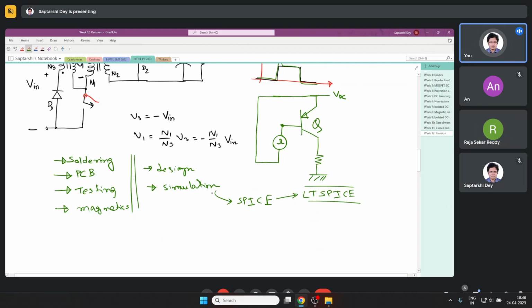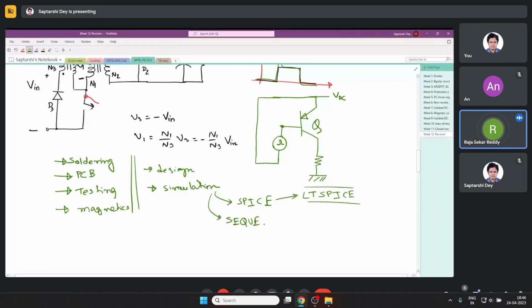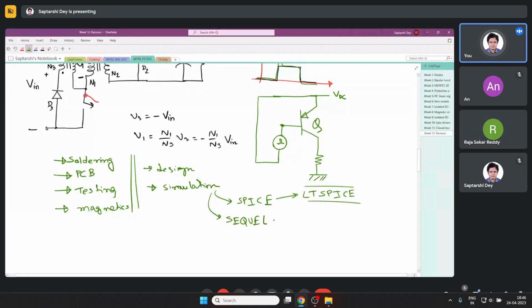And for teaching purpose, I prefer to use another software, which is called Sequel. It is another free software. This was developed at IIT Bombay itself. This will not give you so much practical insight, but will give you a lot of knowledge about the working of the circuits. And if you yourself incorporate non-idealities in the circuit, then you also get to see the behavior of the circuit, what happens in non-ideal cases. This is mostly for simulation.